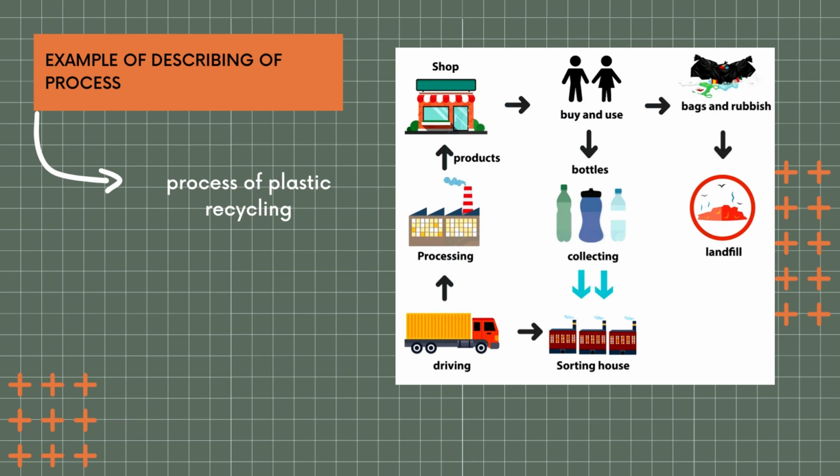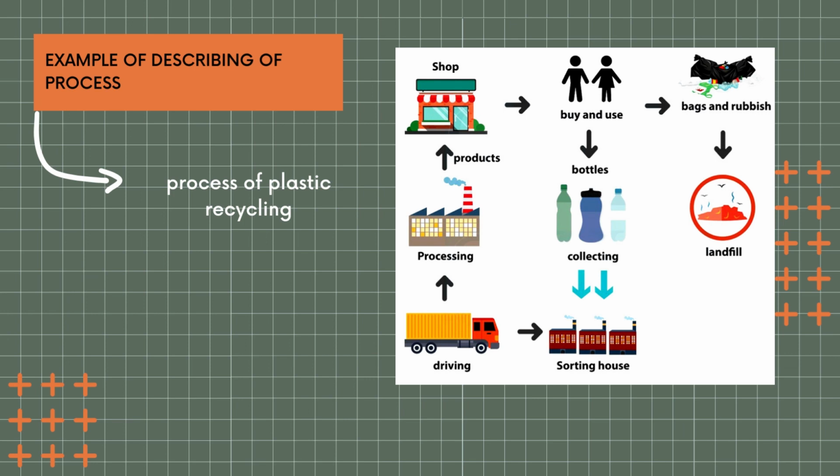In the first stage, new products displayed in shops are purchased, used, and thrown away. Plastic bags, along with other garbage, are sent and buried in landfill sites. Plastic bottles and containers, however, are collected for recycling. After being gathered, the plastic bottles are then taken to sorting houses where they are divided into different categories.